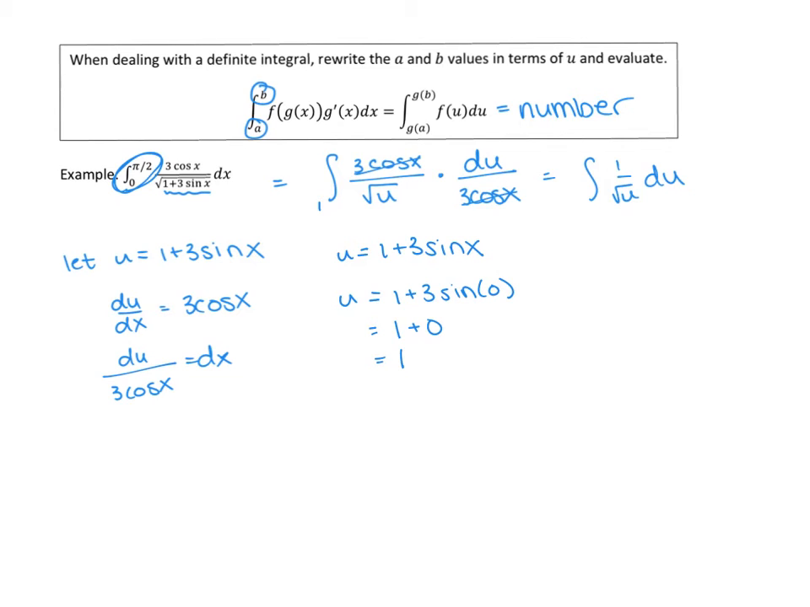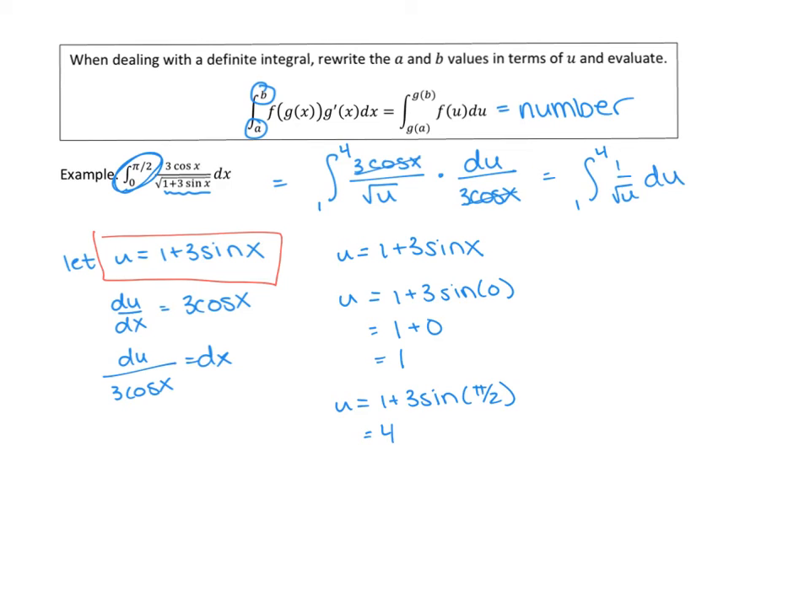And we do the same thing for the pi over 2. If I plug in pi over 2 into this expression, sine of pi over 2 is 1. So 1 plus 3, I'm going to get 4. So that gives us our new bound. So we take those two numbers and we plug them into whatever we have for u. That's what we need to plug into.